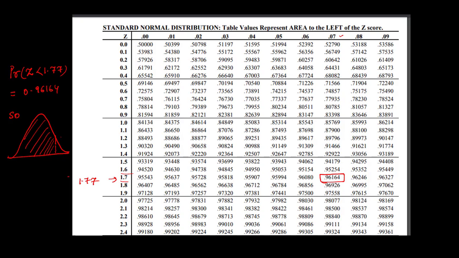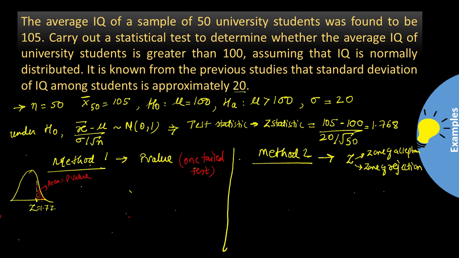We got this area from the Z distribution table, and we are concerned with calculating the remaining area because this is the p-value. So the probability of Z more than 1.77 would be 1 minus 0.96164, which comes out to be 0.03836. So our p-value is 0.038.